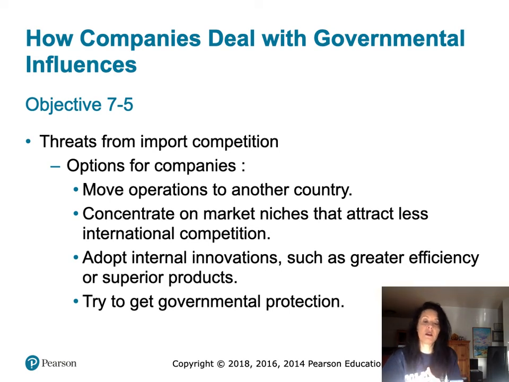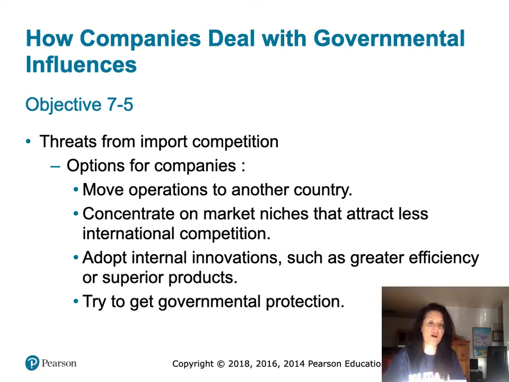Should they be negotiating those trade instruments with the government? Should they be moving operations to another country? Should they concentrate on their market niches that attract less international competition? Or should they try to get governmental protection? I think each case is different and each solution has its own advantages and disadvantages. So I think the option that they are seeking to protect themselves depends on the industry itself.